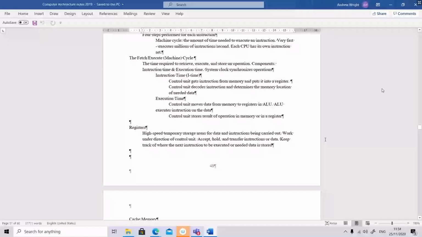Okay, the fetch execute cycle, just to recap, because that's probably a little bit confusing.